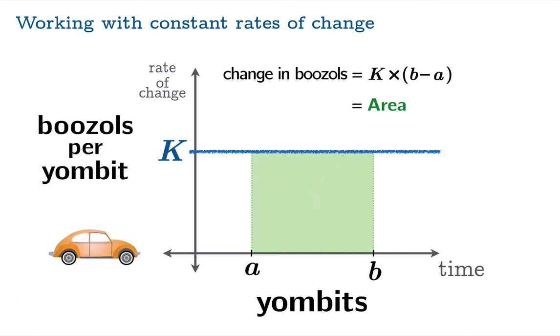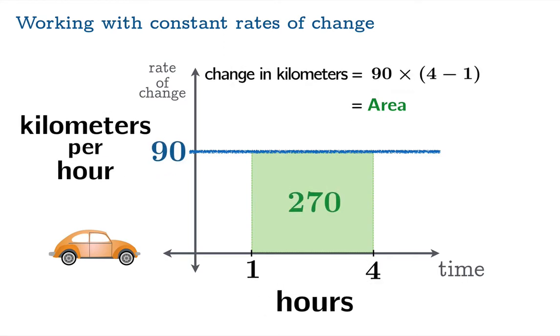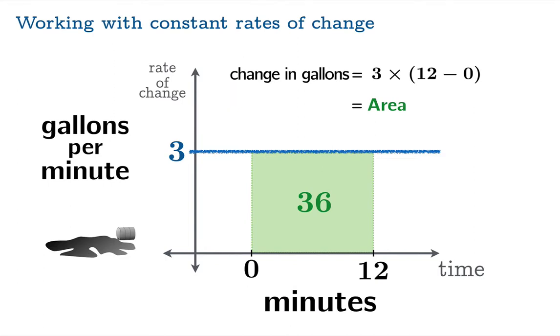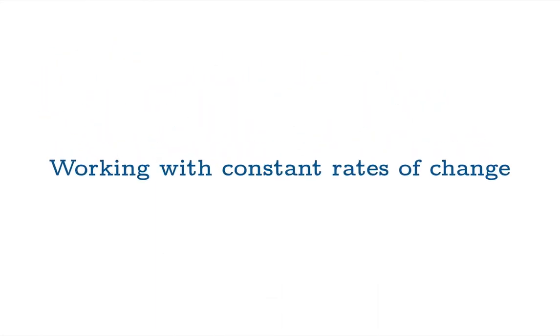So you can go back and see how this fits with the velocity of a car or the rate at which oil leaks from a drum. We're getting the same kind of process here. Every time we have a constant rate of change problem, we can do simple algebra to find the total change.